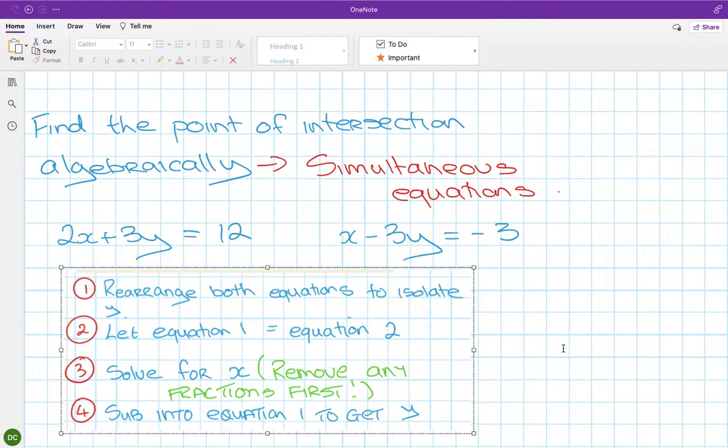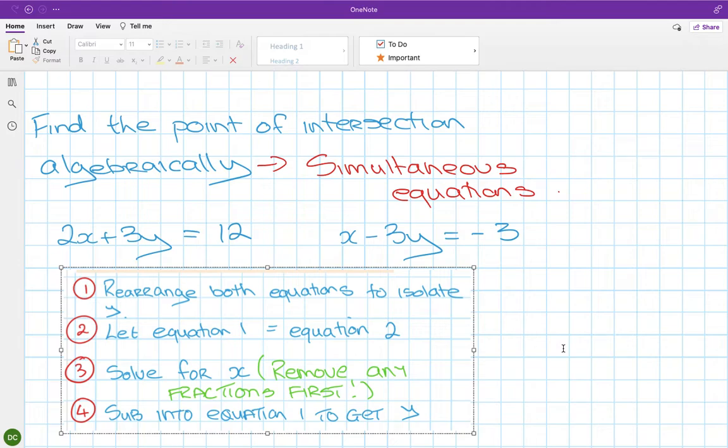So simultaneous equations sound like a whole branch of maths or something. It's not. The word simultaneous means that you do these two things together. Basically what you're doing is solving two equations together. That's all it is. Okay, and the reason we do it is to find the point of intersection of the two lines. Okay, so I have the 4 steps here on how to do it.